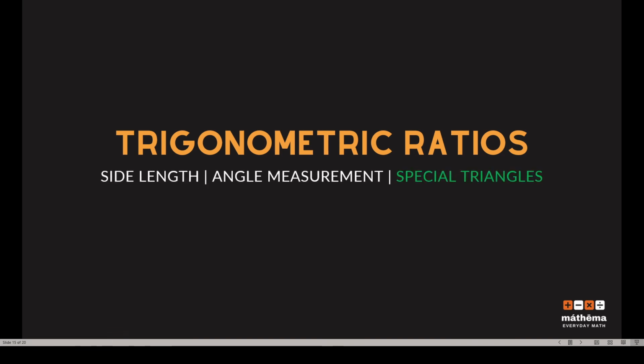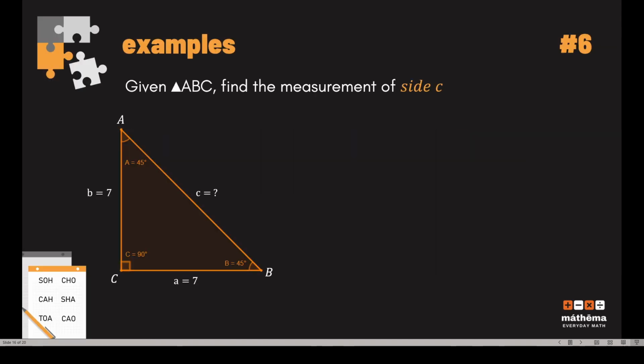Okay, so we'll proceed to the third part of this video, the special triangles. Example number 6. Given triangle ABC, find the measurement of side C. Upon looking at the illustration, we can make use of trig ratio, or we can simply make use of our Pythagorean theorem.